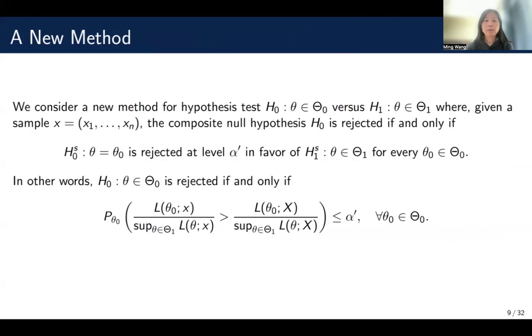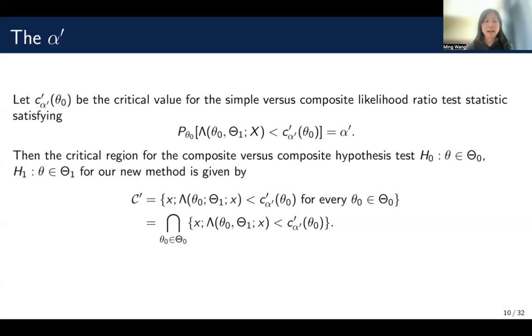So we consider a new method for the hypothesis test H null: theta in big Theta 0 versus H1: theta in big Theta 1. Given a sample X, the composite null hypothesis H0 is rejected if and only if the simple null hypothesis theta equal to little theta 0 is rejected at level alpha prime in favor of H1, theta in big Theta 1, for every little theta 0 in big Theta 0. In other words, H null is rejected if and only if the following inequality is satisfied for every little theta 0 in big Theta 0. How do we decide alpha prime?